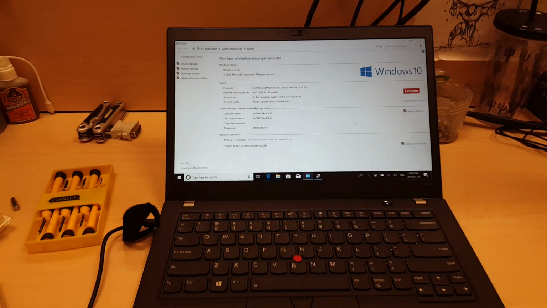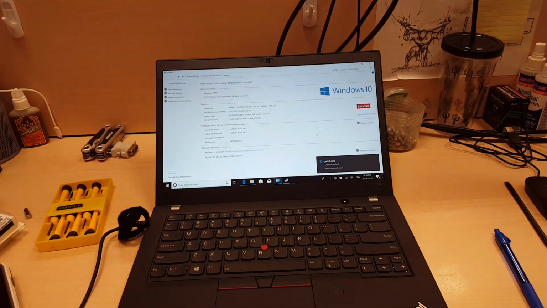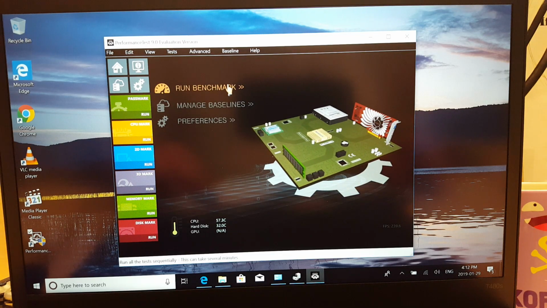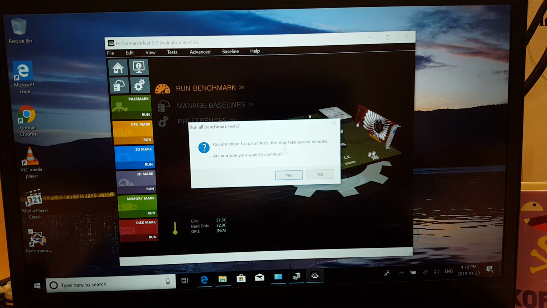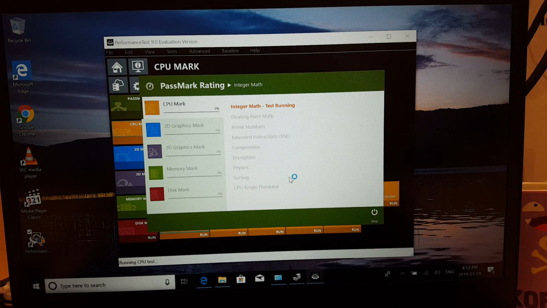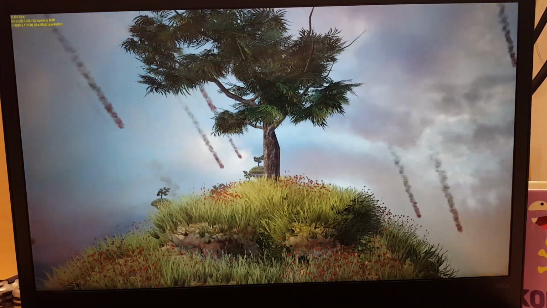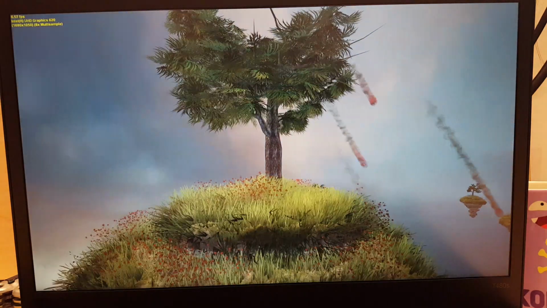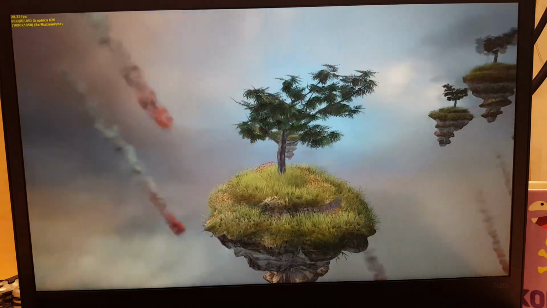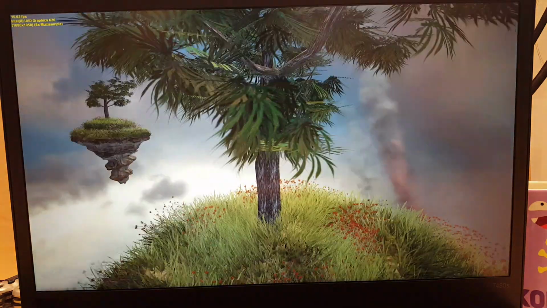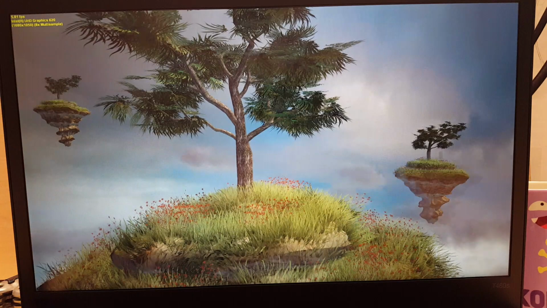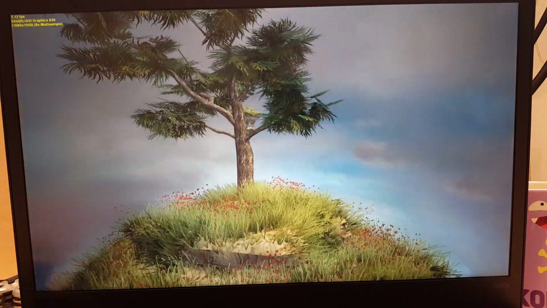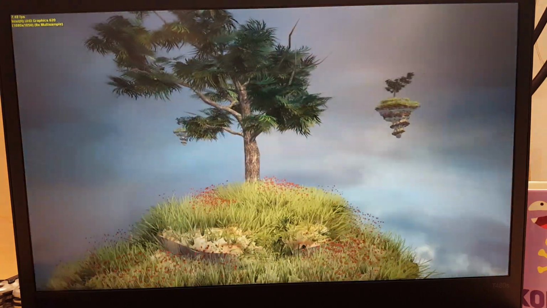Alright, time for that benchmark. Alright, baby, fire it up. Alright, so we got the tree test, and this is not looking good. This is not looking good. This is definitely a system for rough terrain, not so much a gamer's station.